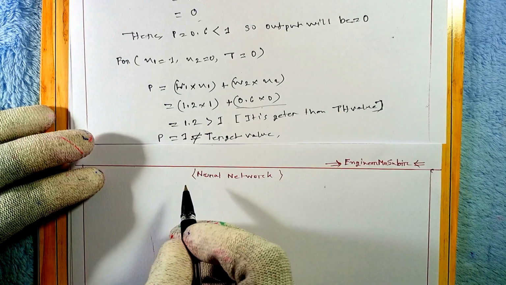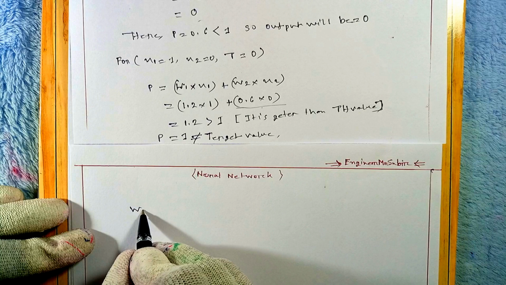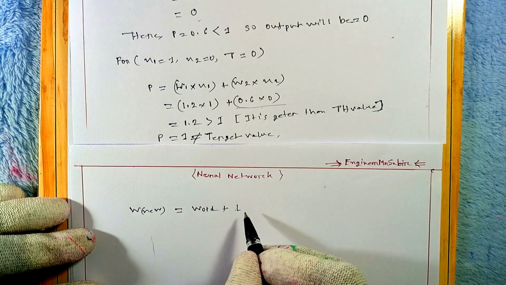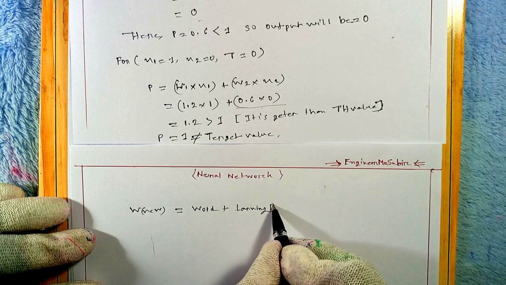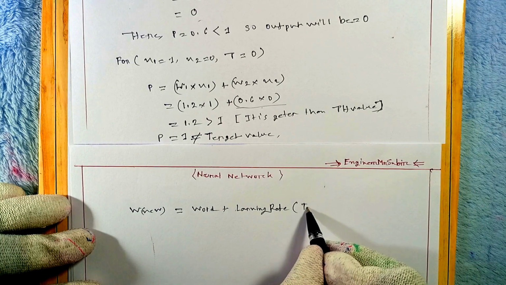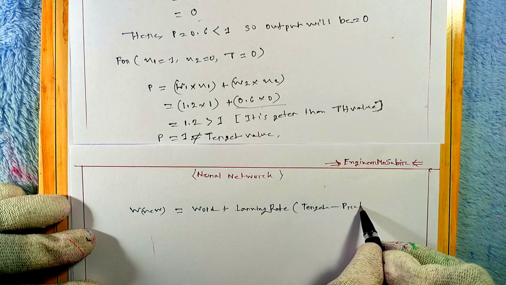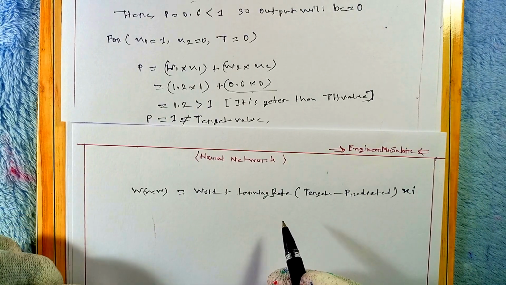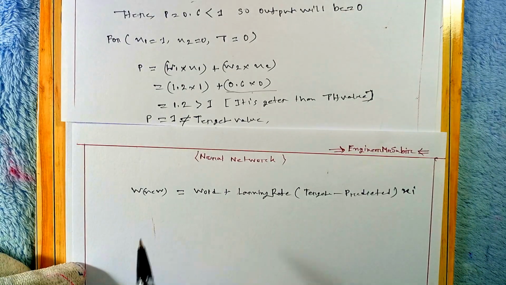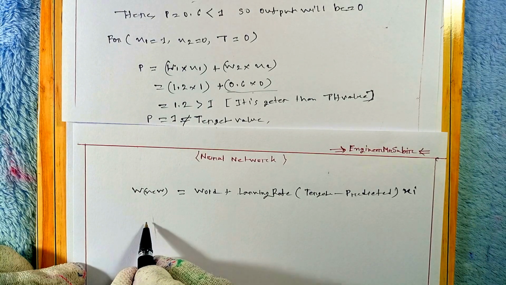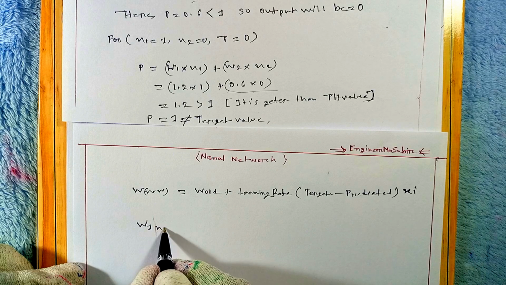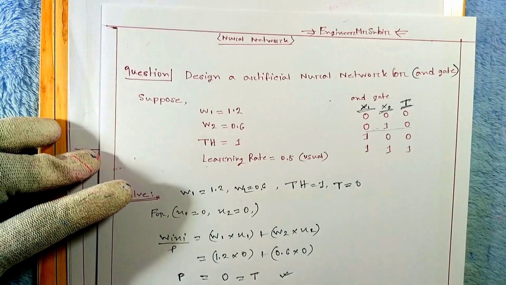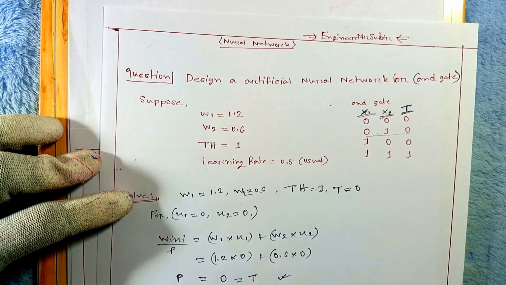To find the updated weight value, we go through one formula, that is W new equals W old plus learning rate times (target minus predicted) into xi. Okay, so this is the formula for finding our updated weight value. We have two weights, W1 and W2, so we have to update both. So for W1 new, we need W1 old. Here our W1 was 1.2 and W2 was 0.6.